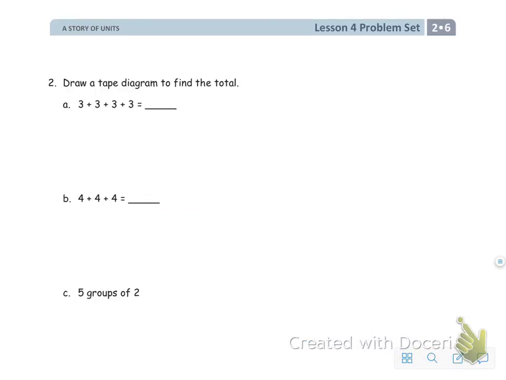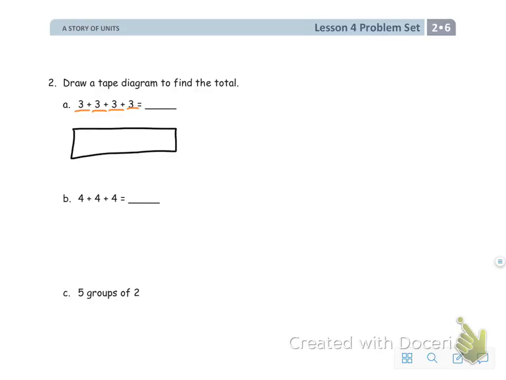Alright, so moving on, it says to draw a tape diagram to find the total. So we're actually going to have to draw our own right down here. So how I'm going to start is I'm going to go, okay, so I've got 1, 2, 3, 4 groups of 3. So let's go ahead and set this up.